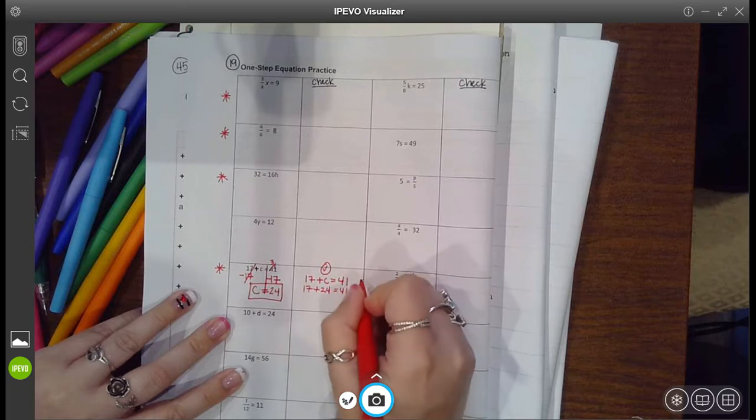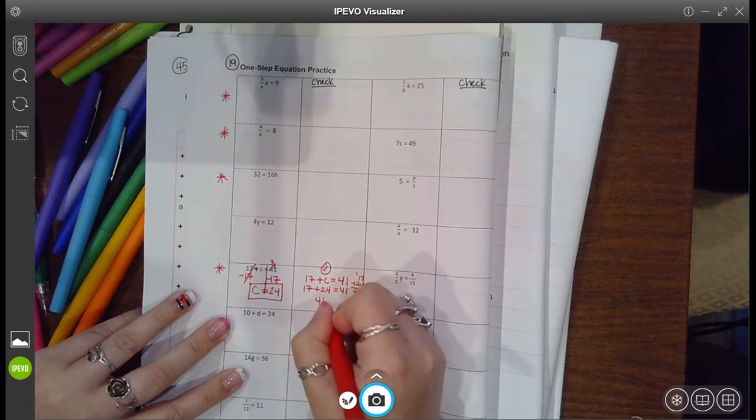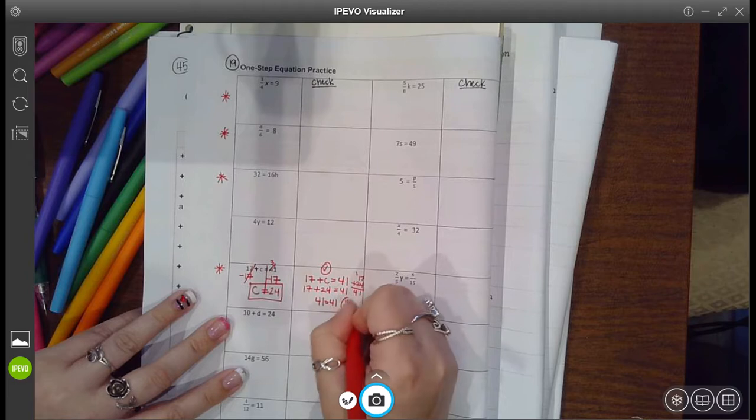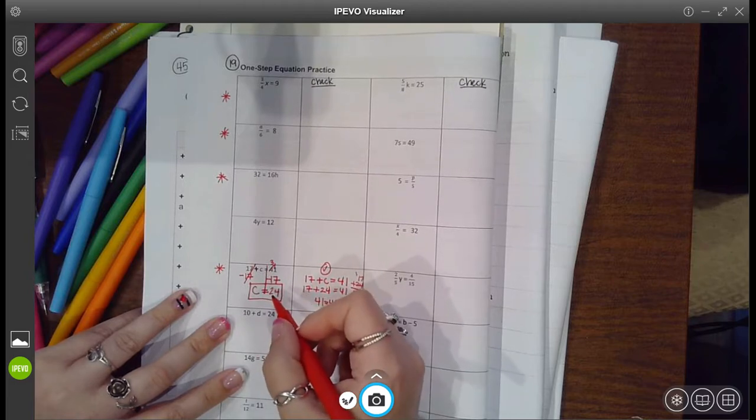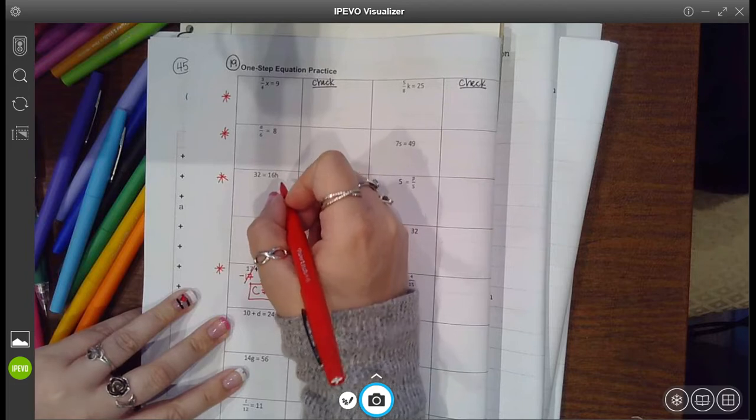So 17 plus 24, that's 11 plus 1 is 41. So 41 equals 41. That's a true statement. So then you know with certainty that 24 was the correct answer. Let's move up to this one.